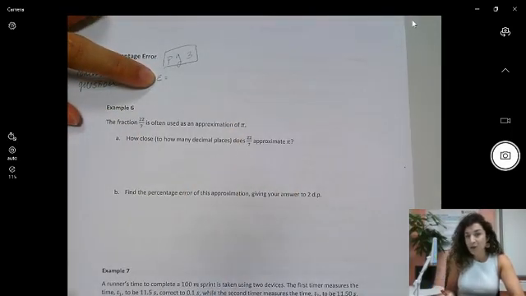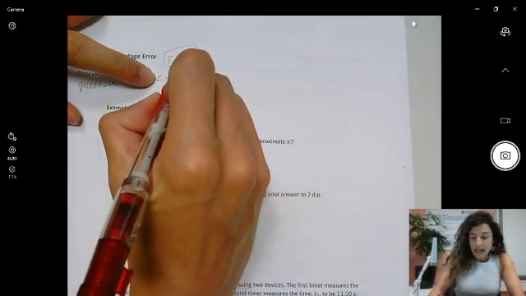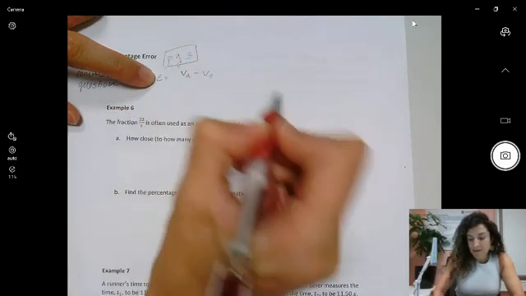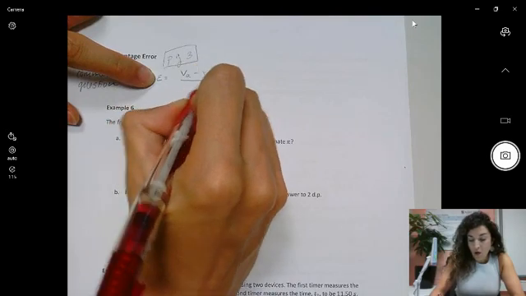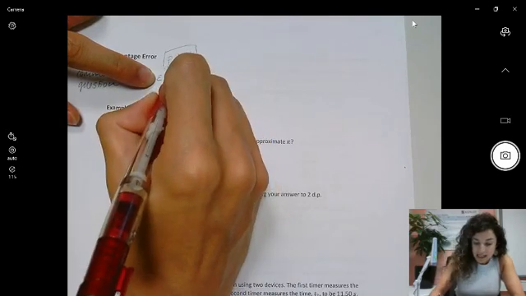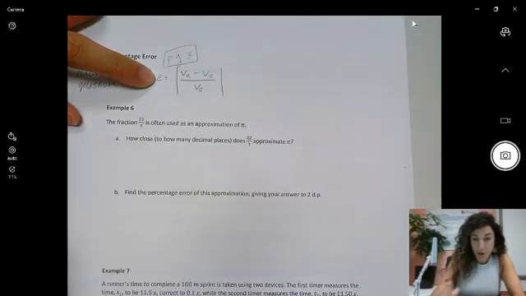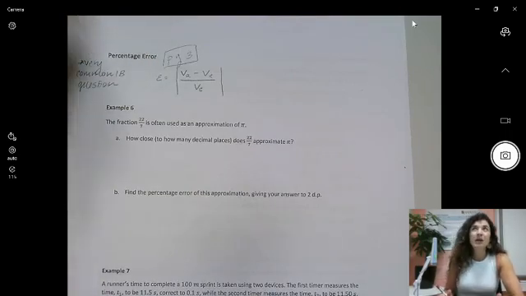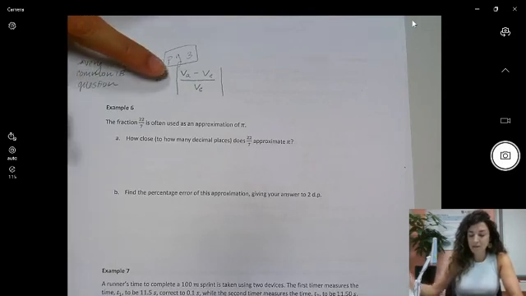This is what it says. This fancy E is for percentage error. And here's the formula. It says VA minus VE all over VE. Then it has these brackets around it called the absolute value. It just means that we're taking the positive value. Your percentage error will always be positive. You don't necessarily have to take the absolute value in your calculator. You could just know that this always has to be positive.